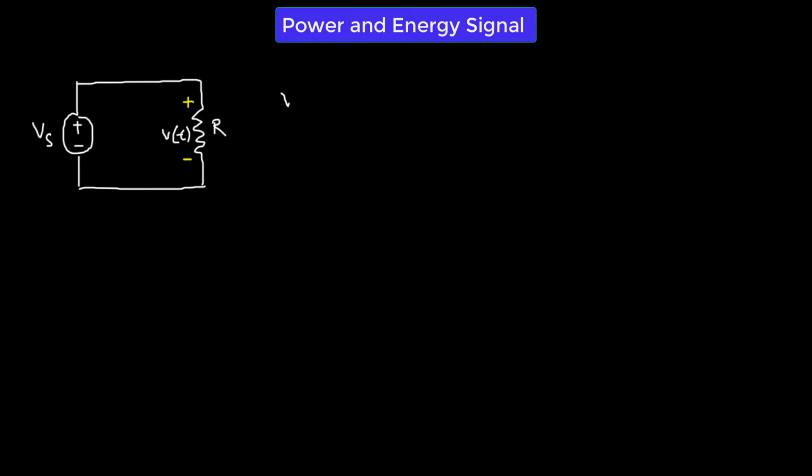This is the instantaneous voltage developed across the resistor R. Now, because of this potential difference, a current I is going to flow through the circuit. Let's denote that current I by I of t.